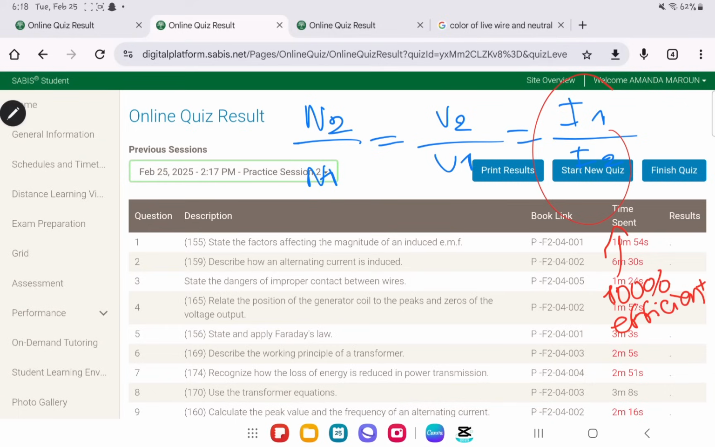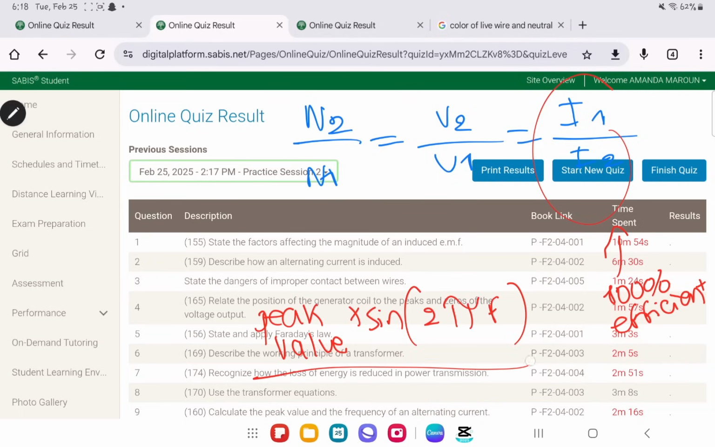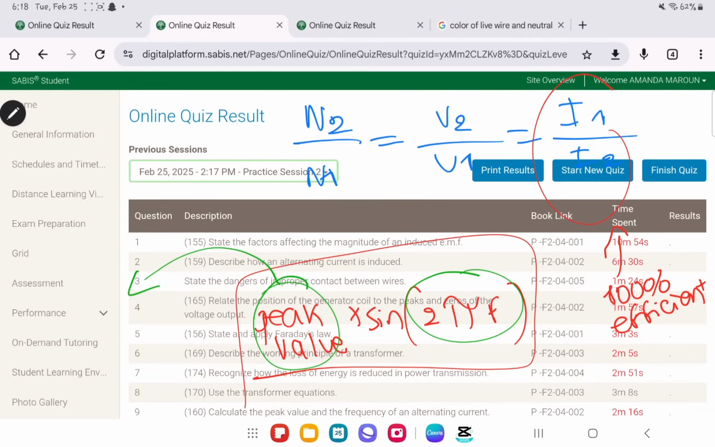The next equation we have is, let us say, I'll just write it, peak value times sine of 2 pi frequency. Just remember it like this. This is how I will remember it. That means this number over here is the peak value, okay? And the number inside of the sine, which is usually multiplied by the time, is equal to 2 times pi times the frequency. This is usually how I remember it.